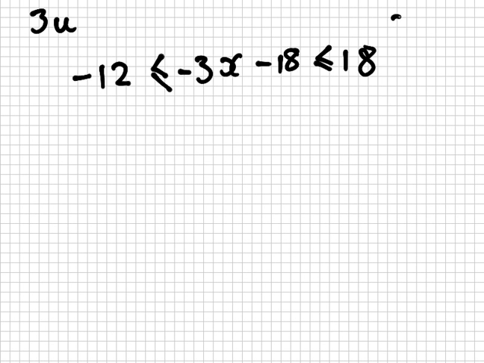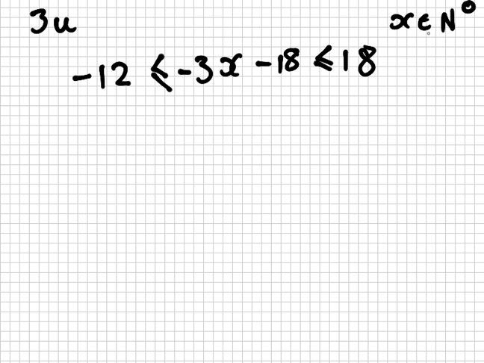Okay, so we have minus 12 less than or equal to minus 3x minus 18 less than or equal to 18. X is a natural number including 0.